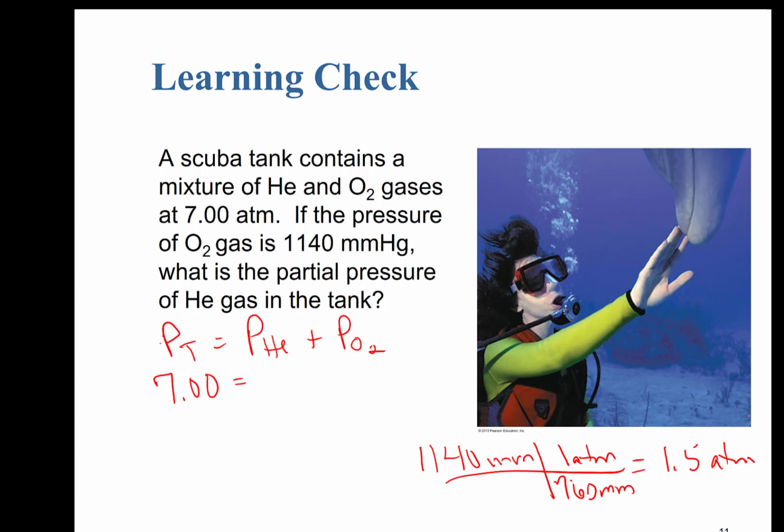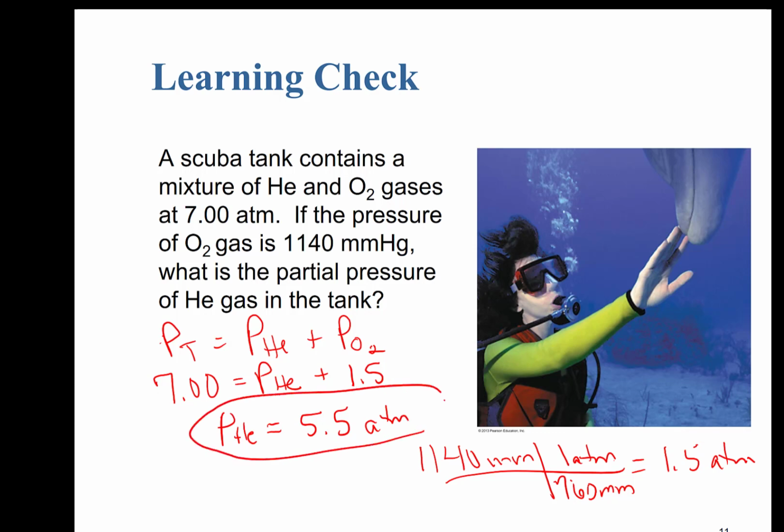So 1.5 is the pressure of the oxygen, and I want to know the pressure of the helium. So I'm going to take 7 minus 1.5. That means the pressure of my helium is going to be 5.5. For subtraction, I have 0 decimal places and 1 decimal place, so I get 1 decimal place, the least amount. So Dalton's law isn't too bad because you just have to add and subtract.